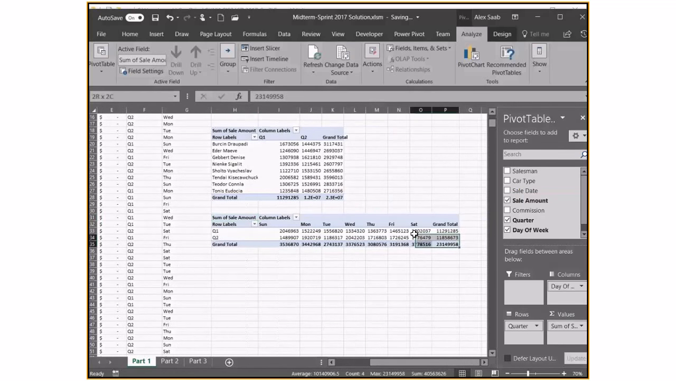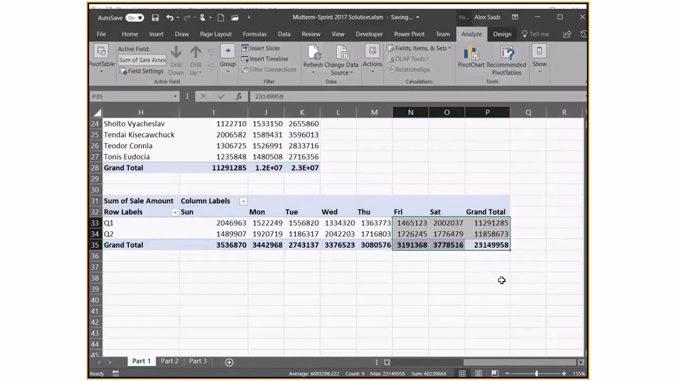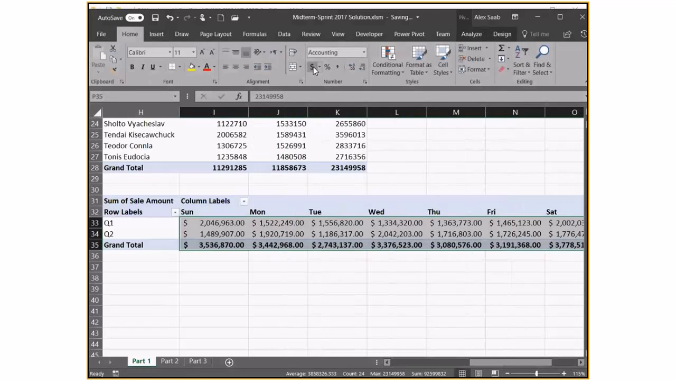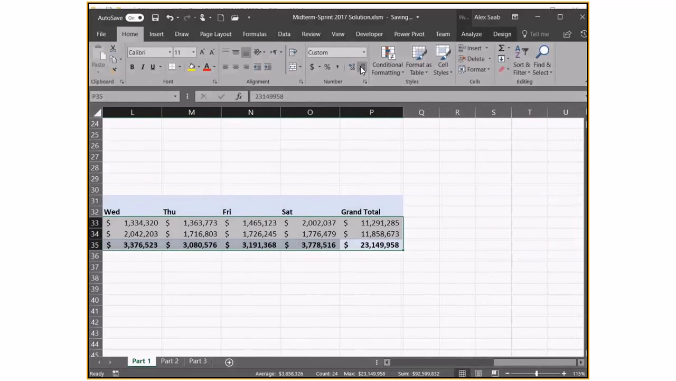And then you format these. Let me close this. And these are formatted as money. And typically for these large values, I just remove the decimal points.